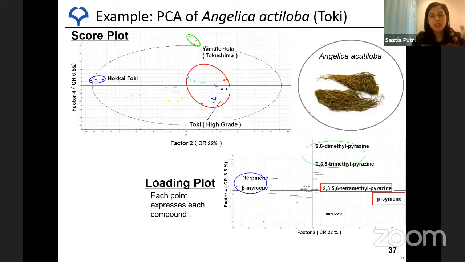So this is an example of the score plot using a sample of herbal medicine. This is Chinese herbal medicine that comes from different areas and also has different quality. For example, samples of Hokai Toki, Yamato Toki, and the high-grade Toki are clustered differently. They found that, for example, samples from Hokai Toki, from Hokkaido, have higher concentrations of terpinene and beta-myrcene. Whereas the samples from Yamato Toki along PC2 are separated from the high-grade Toki, or Angelica acutiloba, and the metabolites responsible for this separation are expressed in the loading plot.